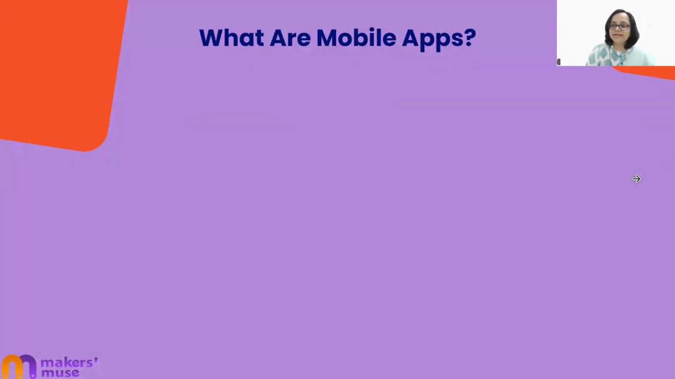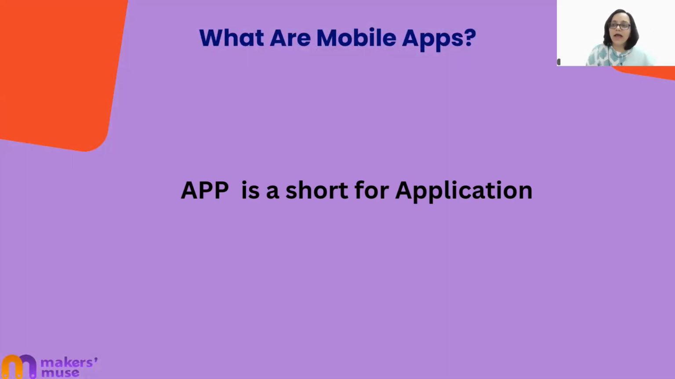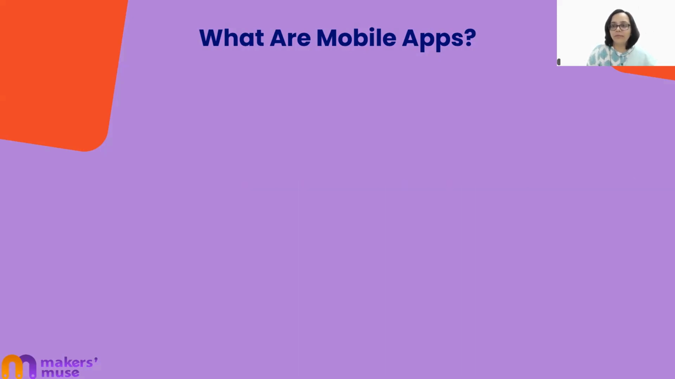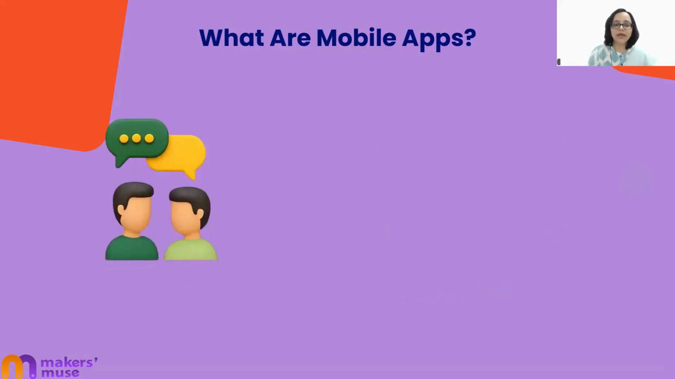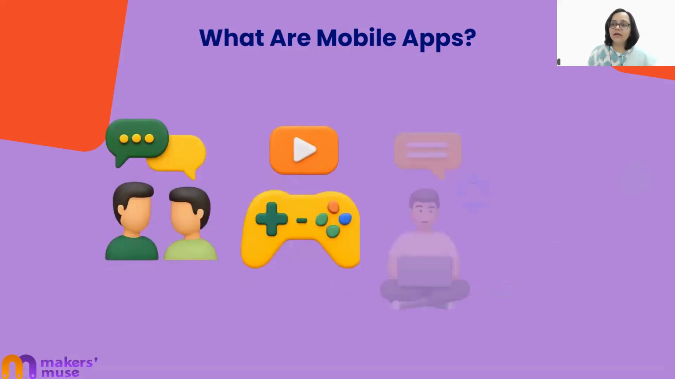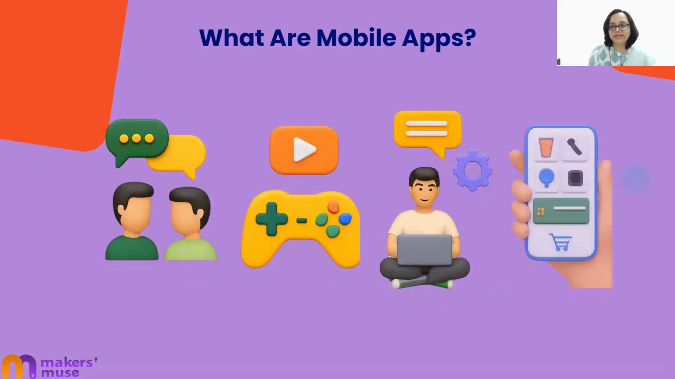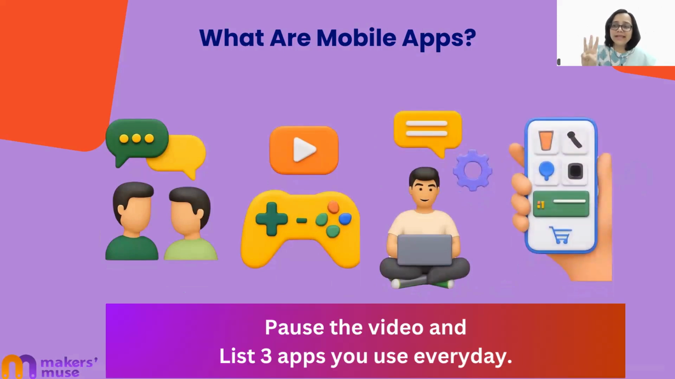Now, let us understand what apps are. App is a short form for application. It is a software program that is designed to run on smartphones and tablets. Apps help us in our daily life. We can use them to communicate, play, learn, and to manage tasks. Can you list three apps that are used in everyday life?